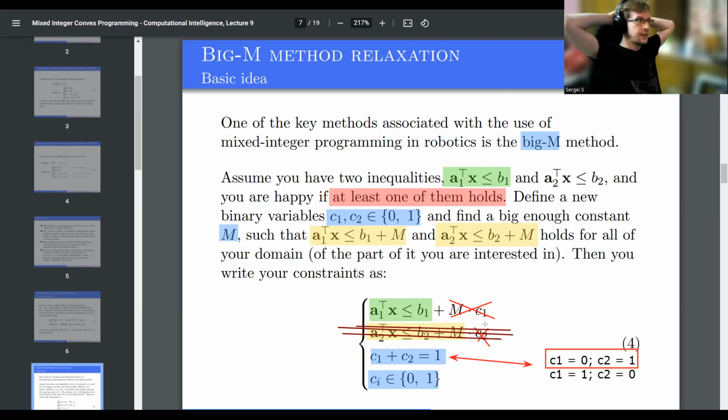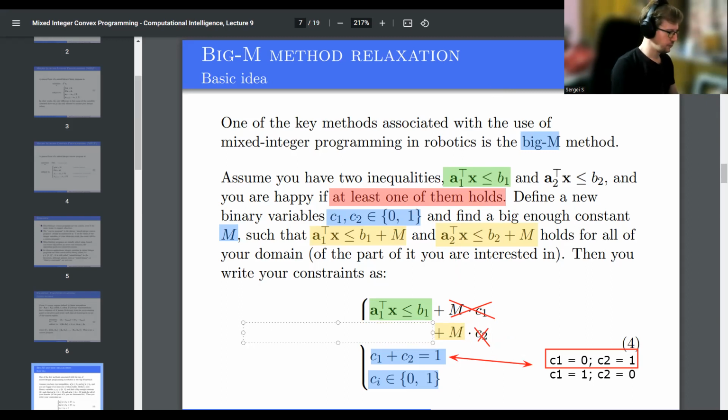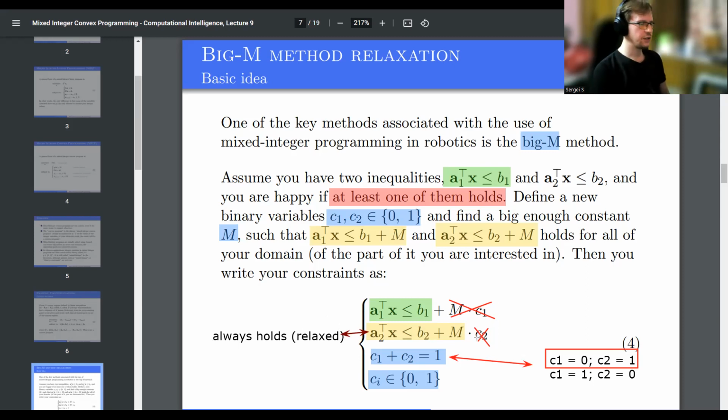So the entire constraint goes away because it always holds, because of how big the M is. So this is what happens. This is what we call a relaxed constraint. So this constraint is relaxed. Do we have questions about this one? About what I just said so far?